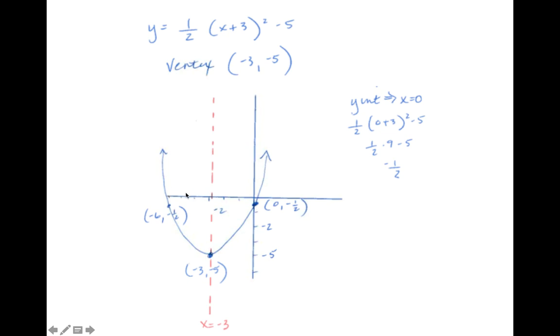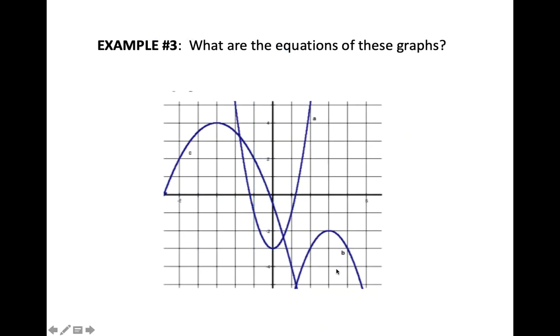Now, the point that's opposite to it on the other side of the axis of symmetry is directly across. This one was 3 units this way, so this is 3 more units. That's why it's -6, and it's down at -1/2. What that does is give you a good idea of how wide your parabola is when it opens.